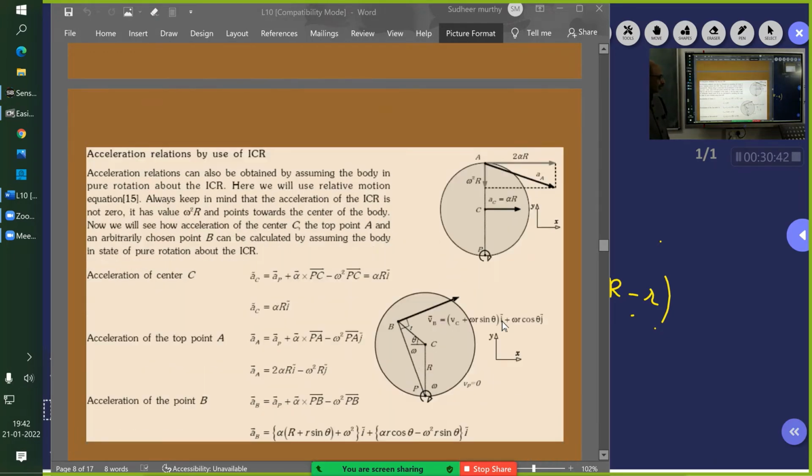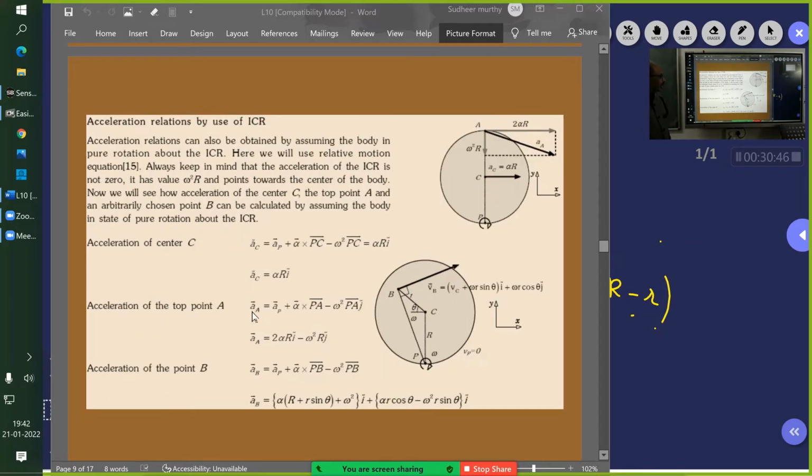By ICR method. So by ICR method again, AC bar. Here we have chosen some arbitrary point P. The acceleration of the center with respect to this is alpha r, and then the acceleration of the top point A is so and so. So already we have derived these two equations.